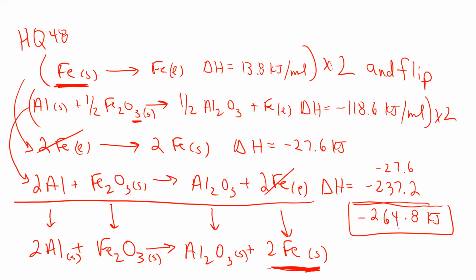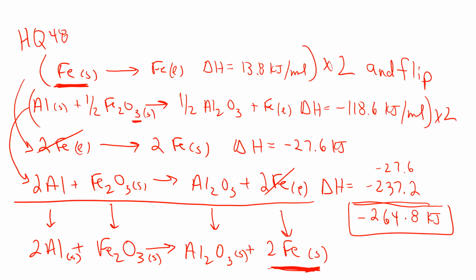Yeah, negative 264.8 kilojoules. For that, I would say 4 significant figures because again, with addition and subtraction, you go by the decimal places. They both have a decimal place, so we should have a decimal place in the final answer. Is there anything else from the homework we want to take a look at?